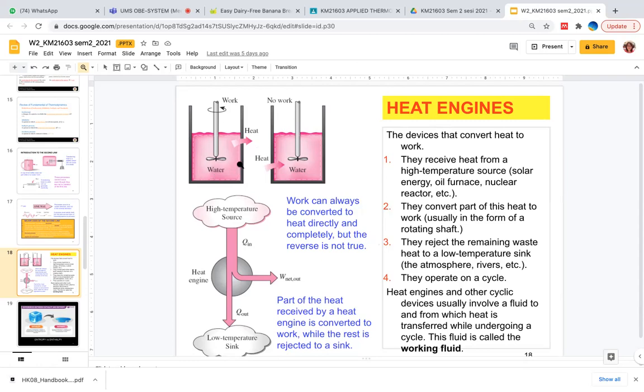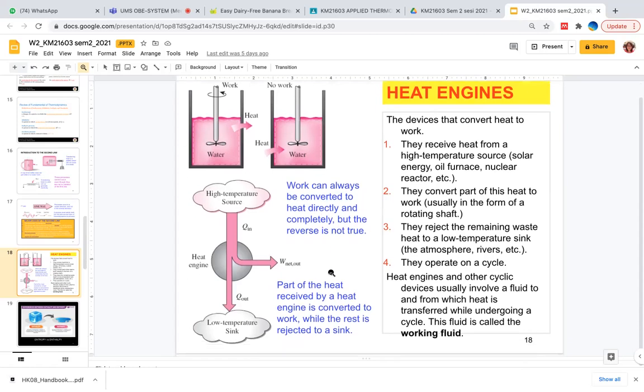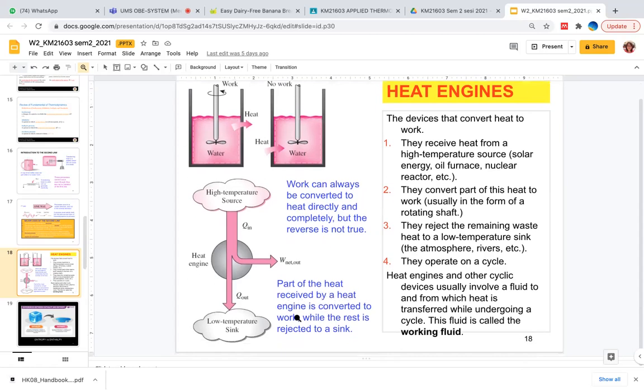So we look at this one. When we turn the pedal, we have heat loss, but if we try to apply the heat, the pedal won't work. Work can always be converted to heat directly and completely, but the reverse is not true. Part of the heat received by the heat engine is converted to work, while the rest is rejected to the sink.